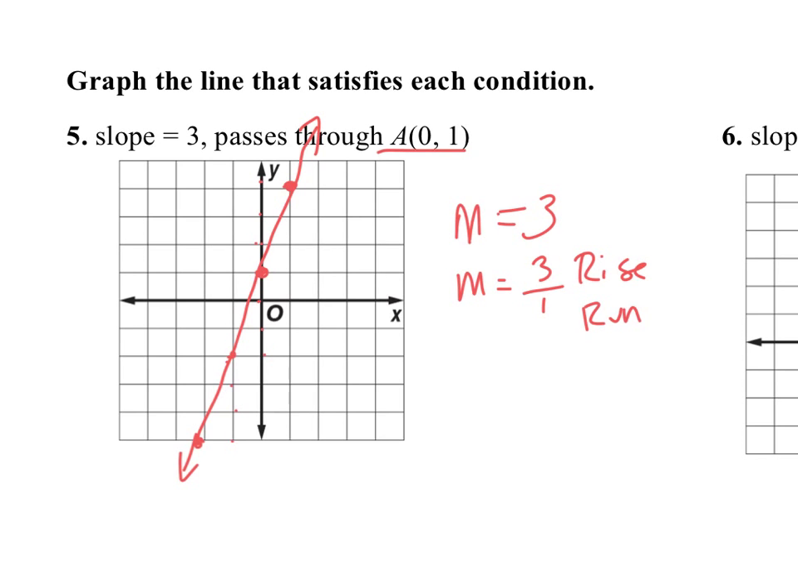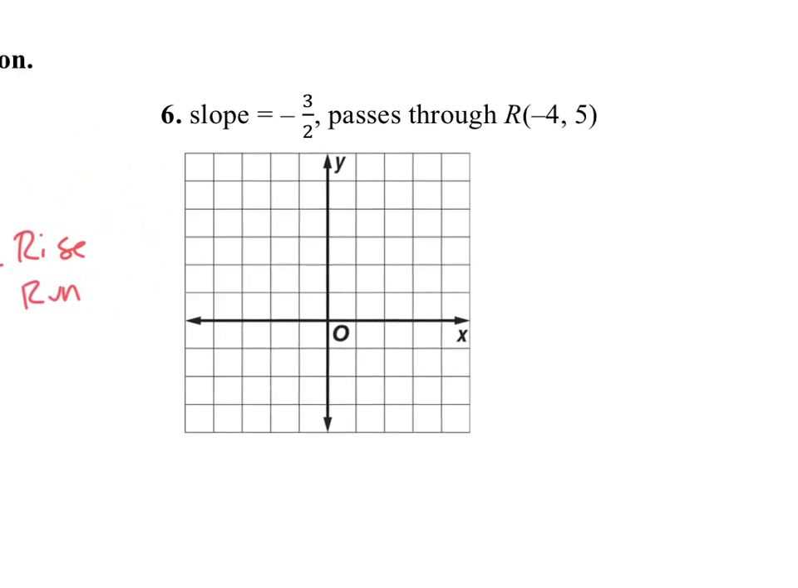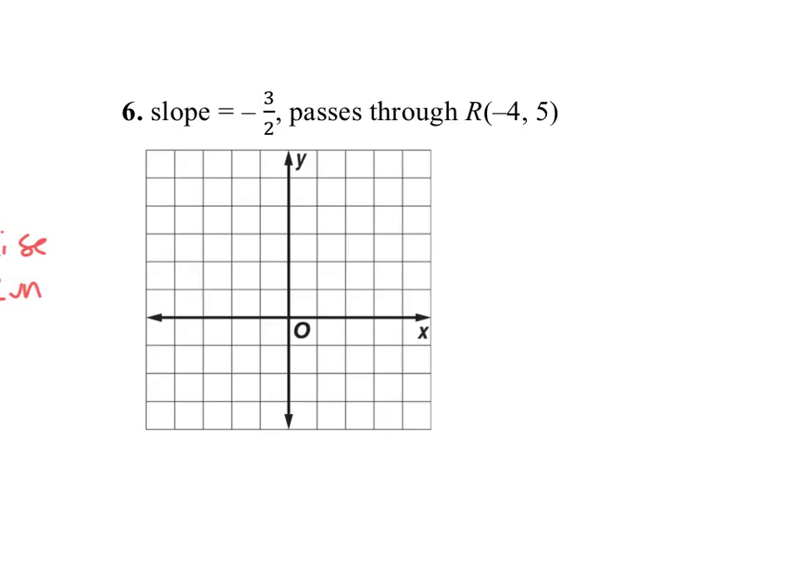Let's take a look at number 6. We have the point R, which is negative 4, 5. So 1, 2, 3, 4, up 1, 2, 3, 4, 5 is right here. And we have a slope of negative 3 over 2. So my slope m is equal to negative 3 over 2. This is my rise, and this is my run.